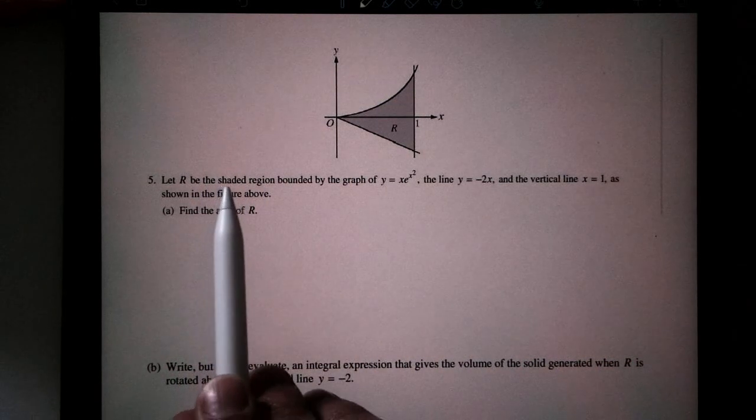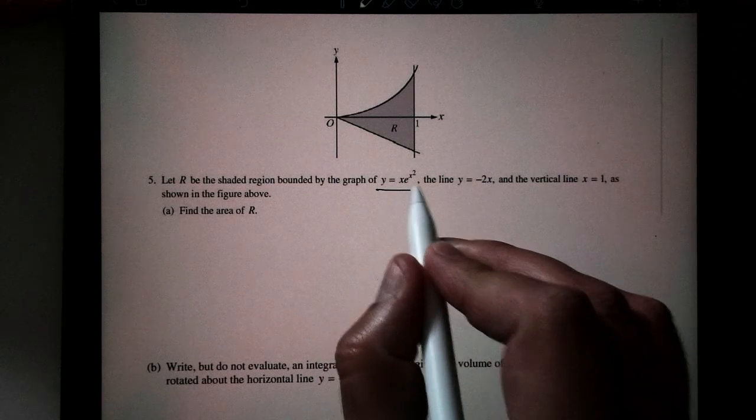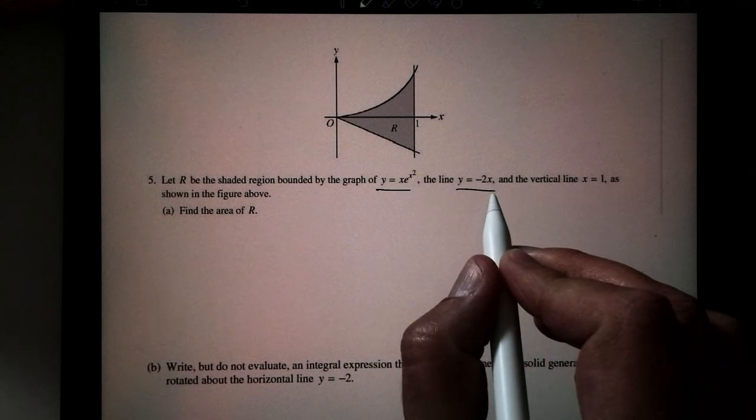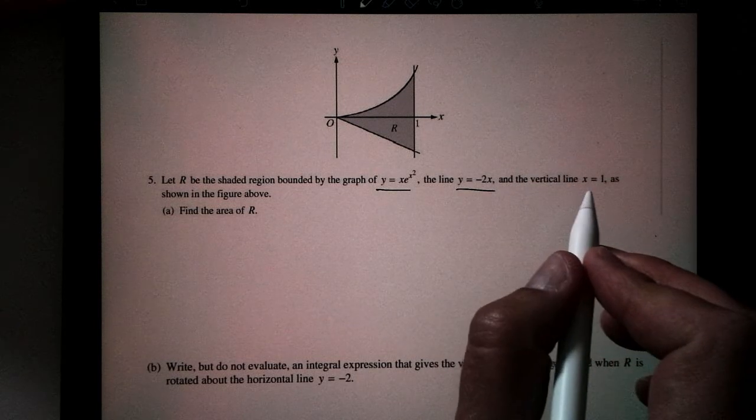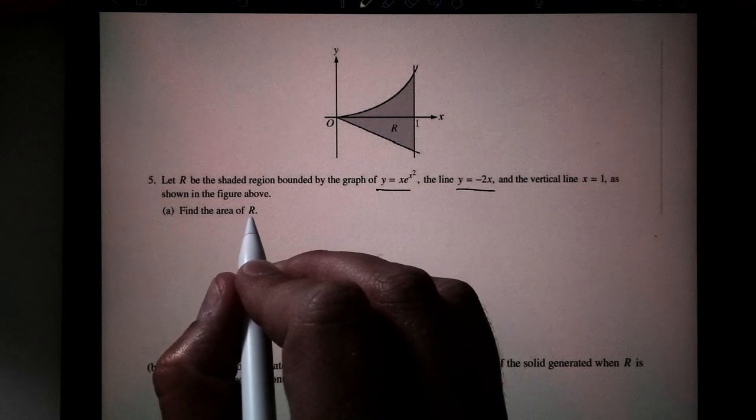So this says, let R be the region between the following functions, y equals x e to the x squared and y equals negative 2x, and the vertical line x equals 1 as shown in the figure. Now they're asking us to find the area of region R.